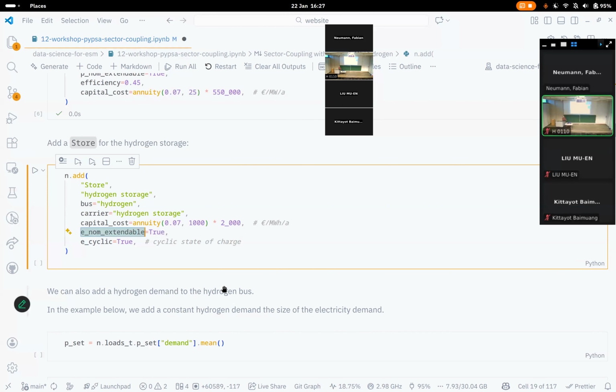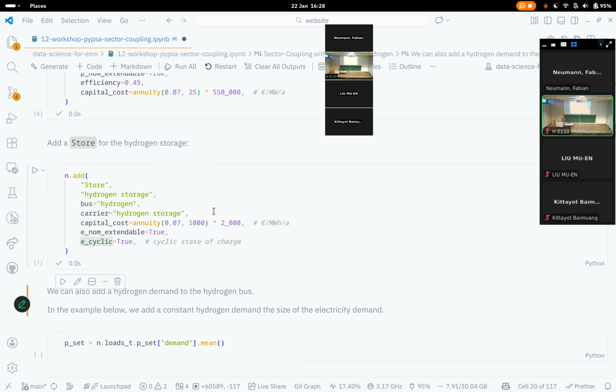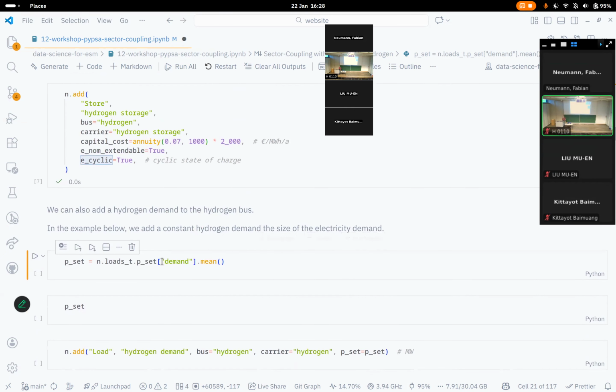And here we say the e_nom is extendable. It's now E because it's related to the capacity, or the capital cost here is related to the megawatt hours of energy that this component can hold. So the investment variable is not in units of megawatts, but in units of megawatt hours. So how big the storage is. And we also, like we have with previous storage, impose that this storage should be cyclic across the year that we are modeling, so that we do not have a net transfer of energy inside our year.